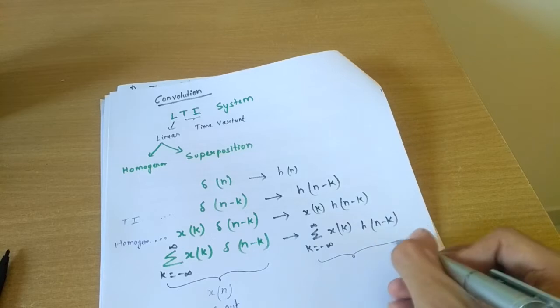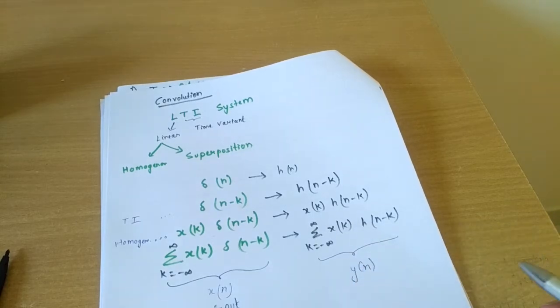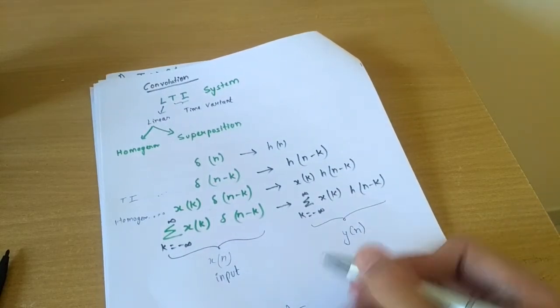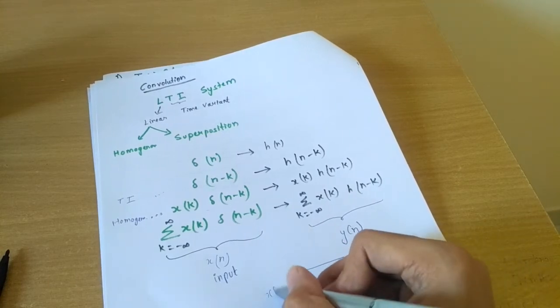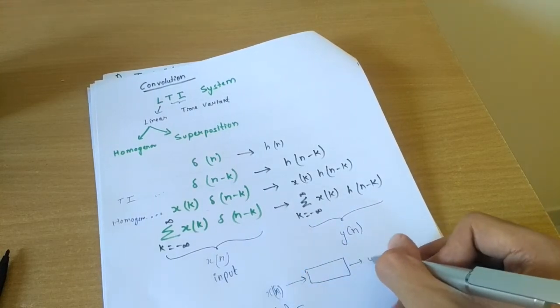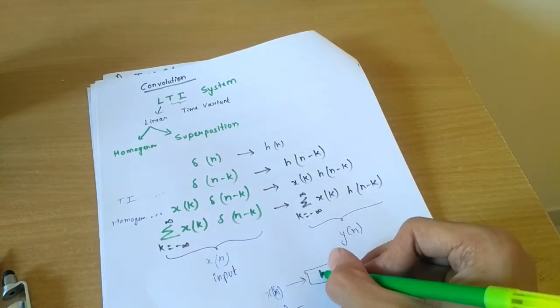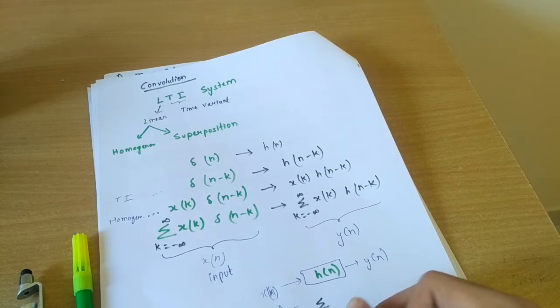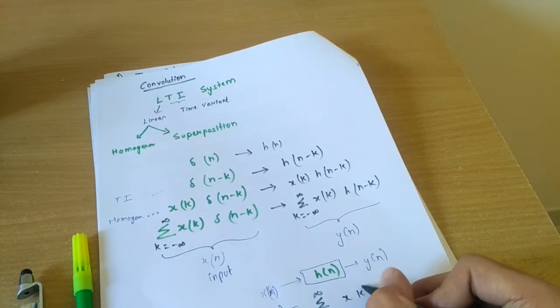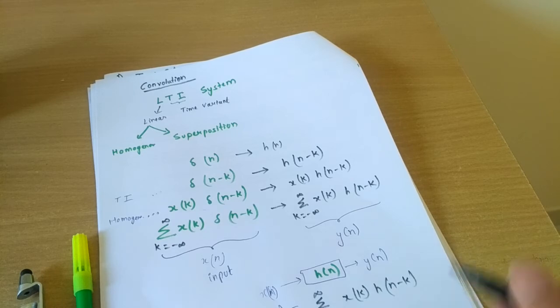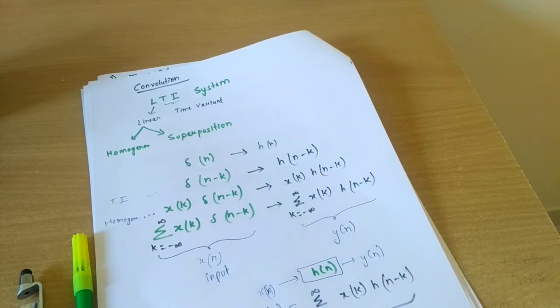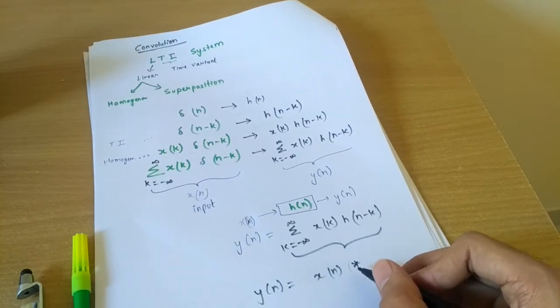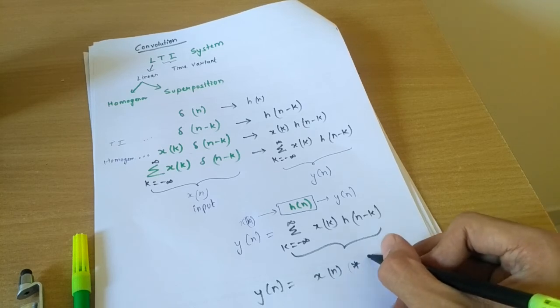So it clearly means that this should be the output, y of n, and that's why we write the convolution of two functions. If the input is x of n, the output is y of n, and the impulse response is h of n, then our output is given by this equation: summation k from minus infinity to infinity x of k h of n minus k. This is nothing but our convolution theorem, and it is denoted by x of n convolved, this is the star, with h of n.